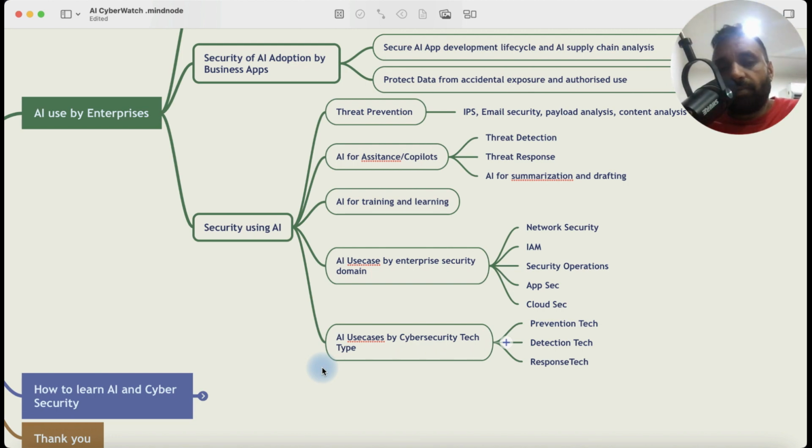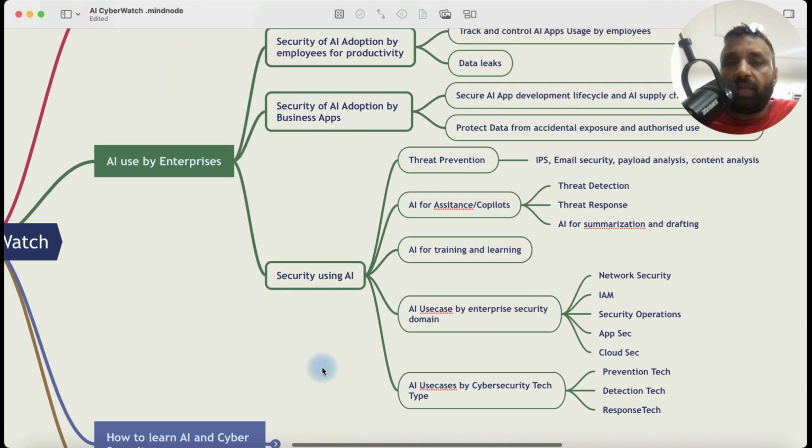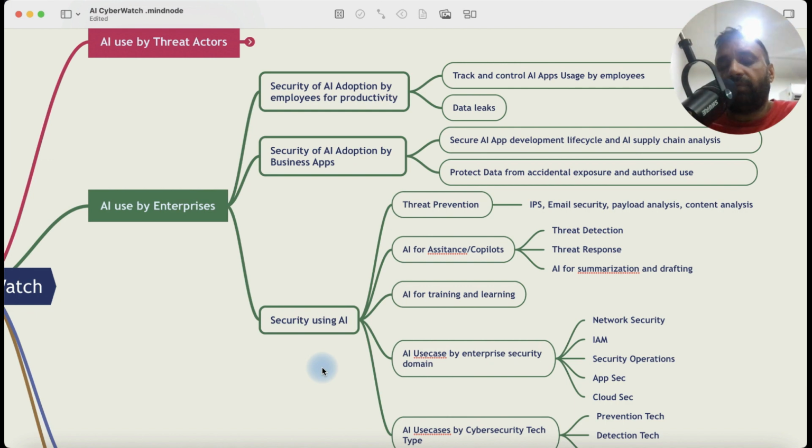And then again, from a product perspective, AI can be used in the enterprise security domains of network security, IAM, security operations, AppSec, and CloudSec. I'm going to cover all this as I do analysis, as I track innovation and research done in these domains. And then what we can also do is categorize all this research on the defender side based on the technology category, which is prevention technology, detection technology, or response technology. So this is why I've created this framework, where at least once a month I will track everything in these two buckets of AI usage by threat actors as well as AI usage for enterprises, and then I'm going to share it with all of you.